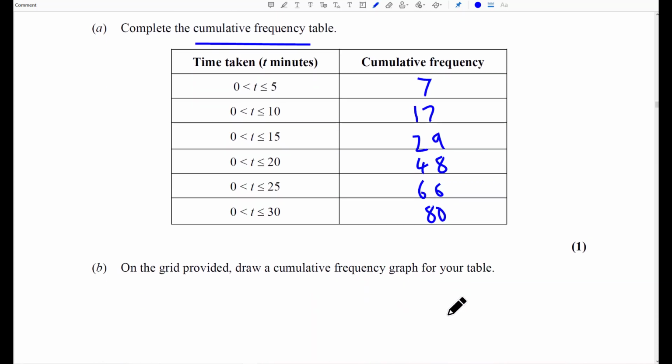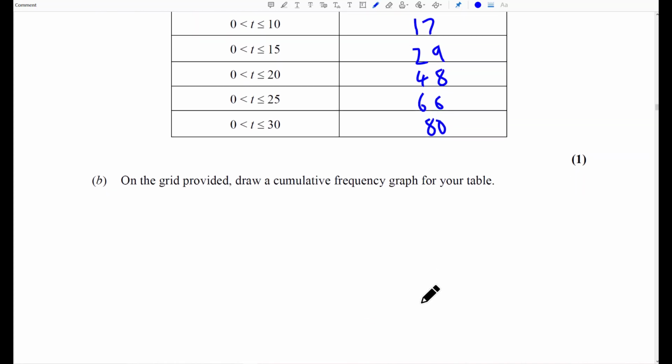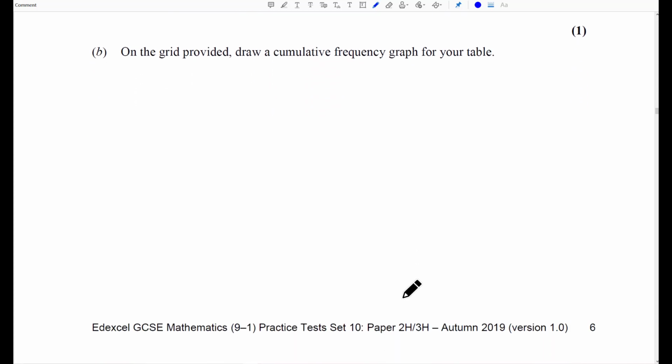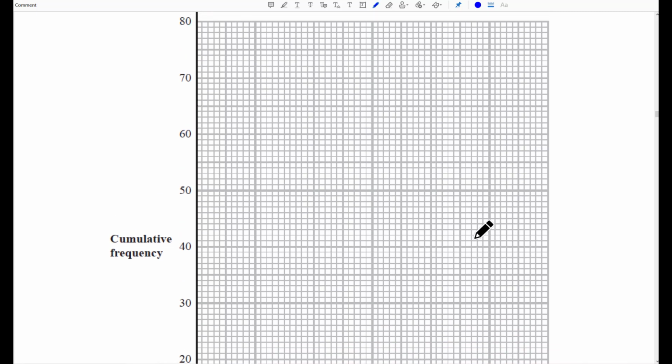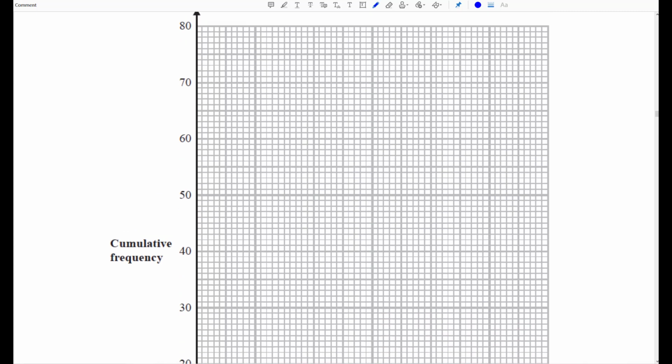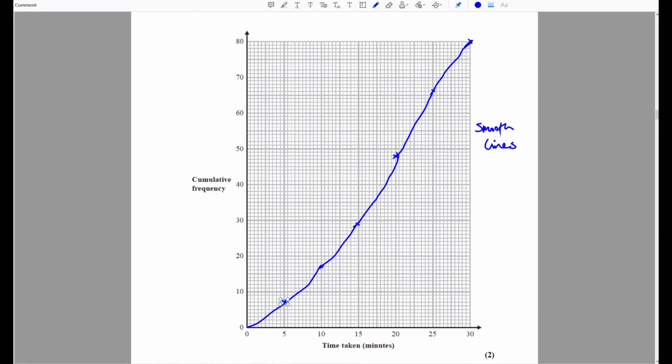On the grid provided, draw a cumulative frequency graph for your table. Okay, so where's the grid? Okay, I've got to remember these numbers and I'm going to plot these points. So for time and speed, I've just marked each point. You do that at the end point. At the end point, the line should be smooth at the end.